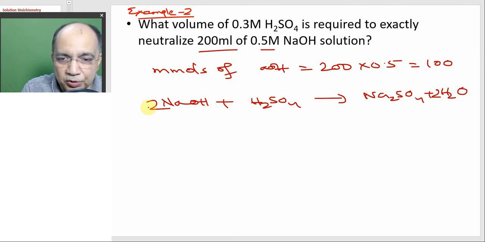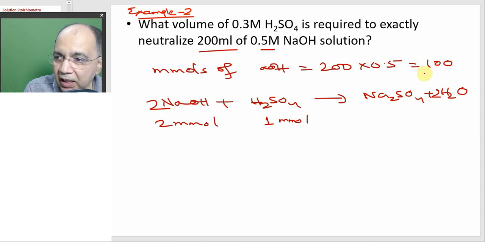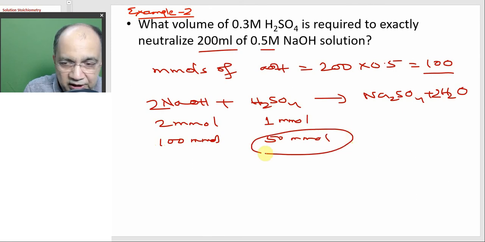Now this is the relationship 2:1. So if 2 mole reacts with 1 mole, 2 millimole with 1 millimole, then 100 millimole will react with half of it, that is 50 millimole. So we got this in millimole.